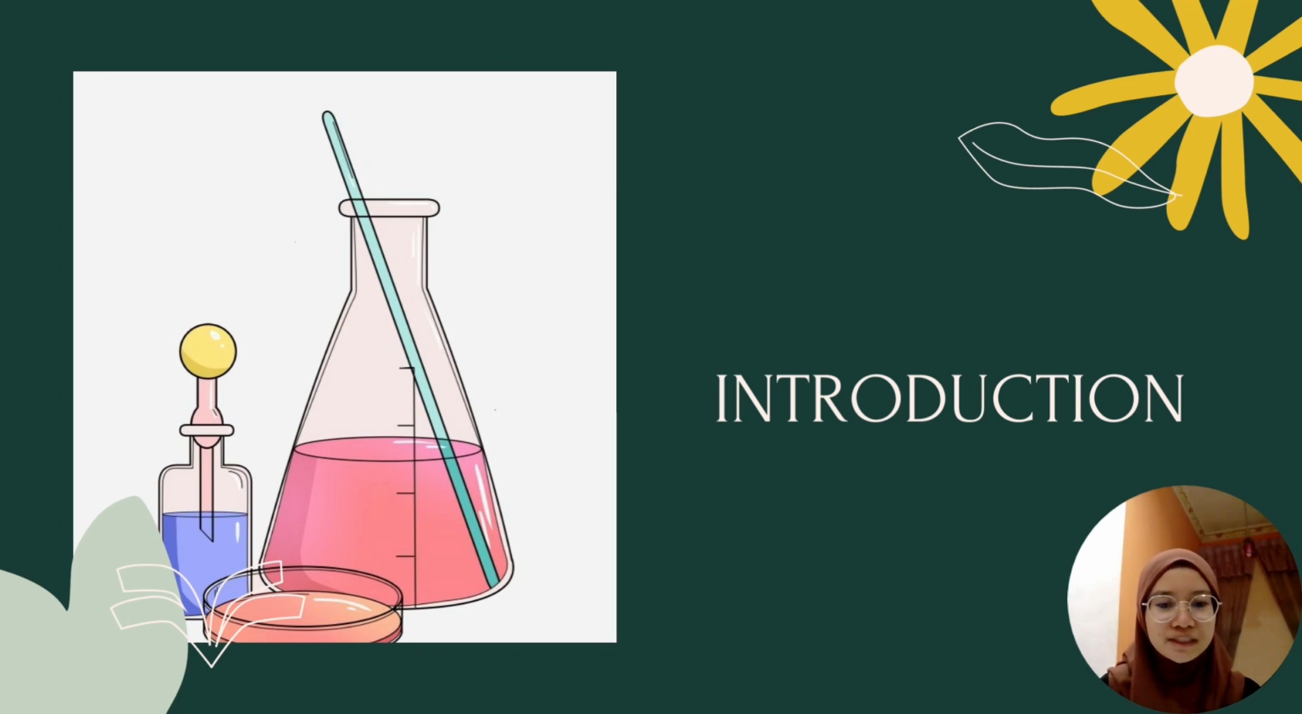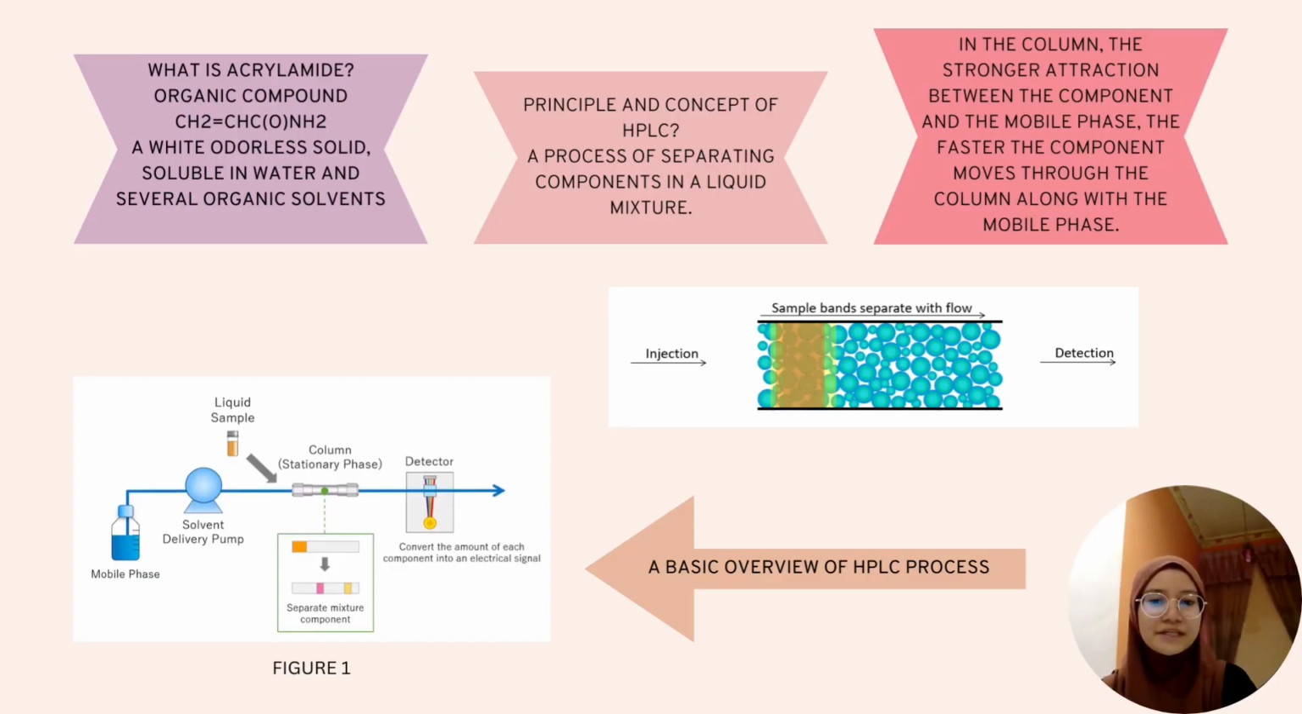So I will explain about the analysis of acrylamide in food products using HPLC. Acrylamide is an organic compound with the chemical formula CH2=CH-CONH2. It is a white odorless solid that's soluble in water and several organic solvents.